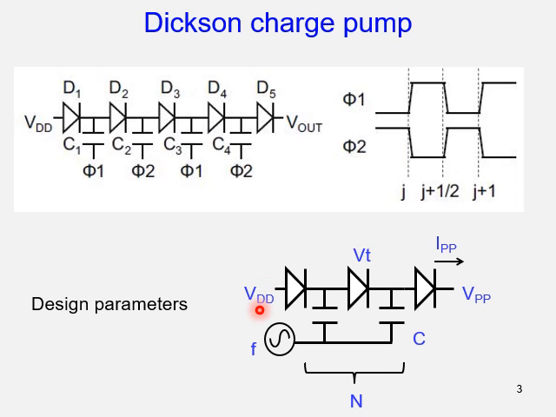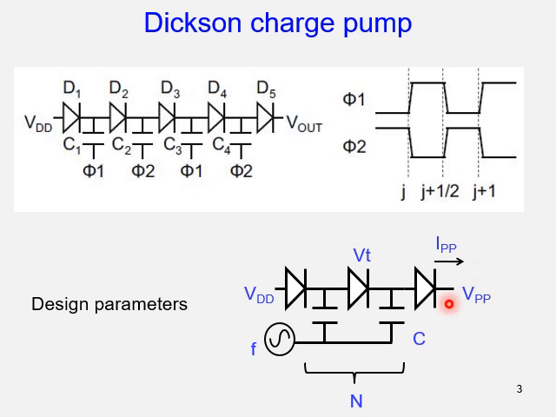So design parameters are these. VDD is input to the input terminal as well as input to the oscillator. And therefore the clock amplitude of phi 1 and phi 2 is also VDD. The threshold voltage of the diodes is expressed by VT. N indicates the number of stages. As you see, one capacitor and one diode compose one unit. You can put many units like this. So in this case, N equals 2. C indicates the capacitance of each capacitor.